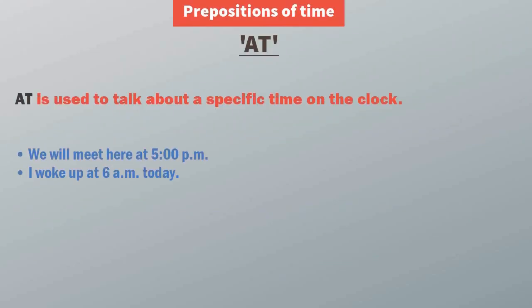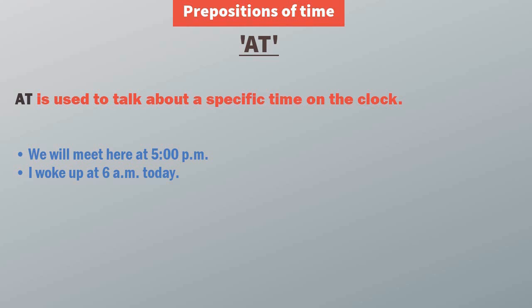Let's talk about the preposition at. Guys, at refers to a very specific, very precise time. A very precise time on the clock. We will meet here at 5 p.m. I woke up at 6 a.m. today. At 5 p.m., a very specific time. That's a very specific time on the clock. At 6 a.m., at is referring to a specific time on the clock. This time cannot get any more specific. Exactly at 6 a.m. Alright? So you use at to talk about a specific time.